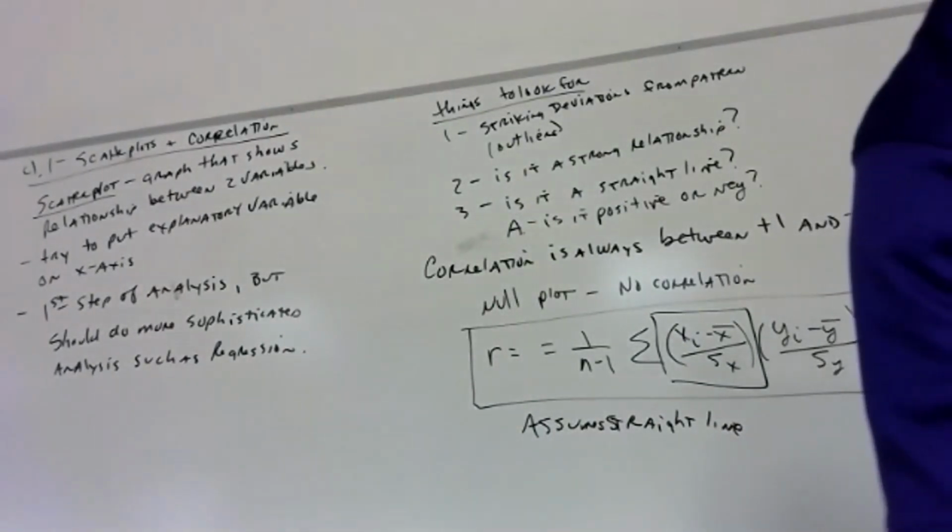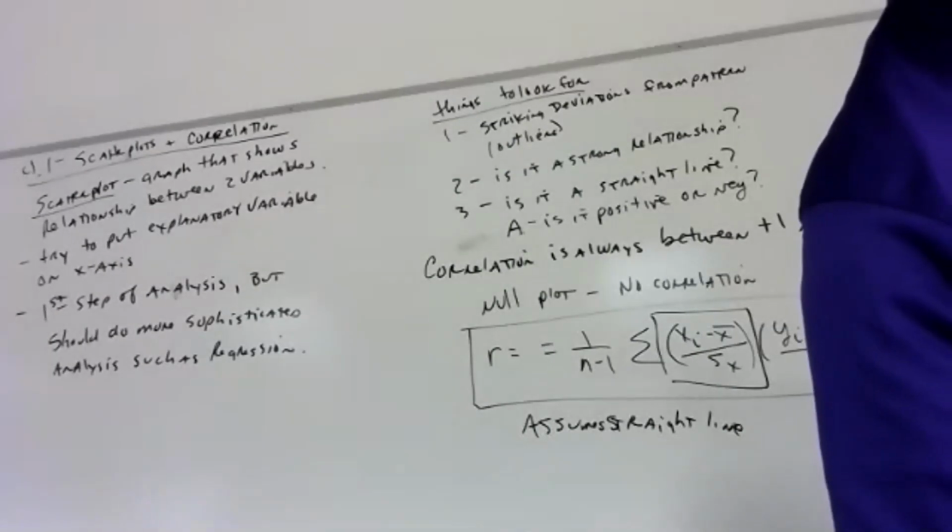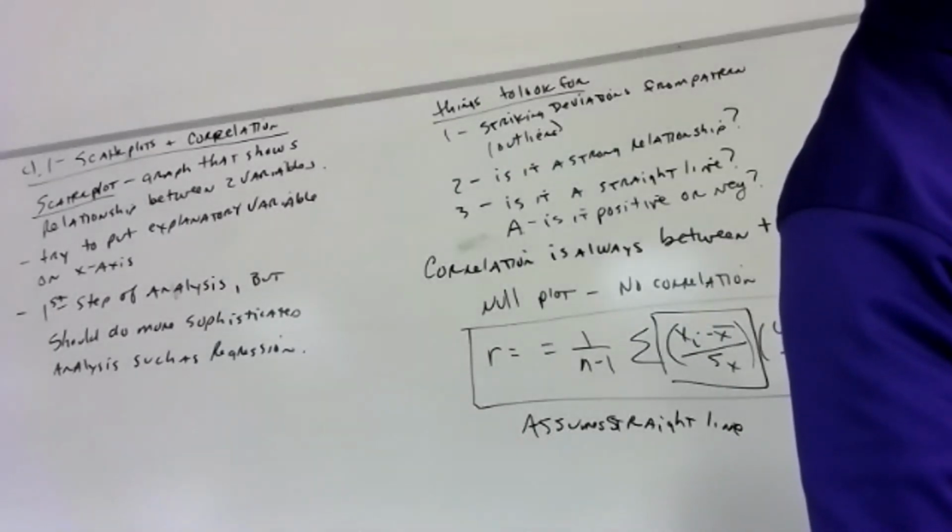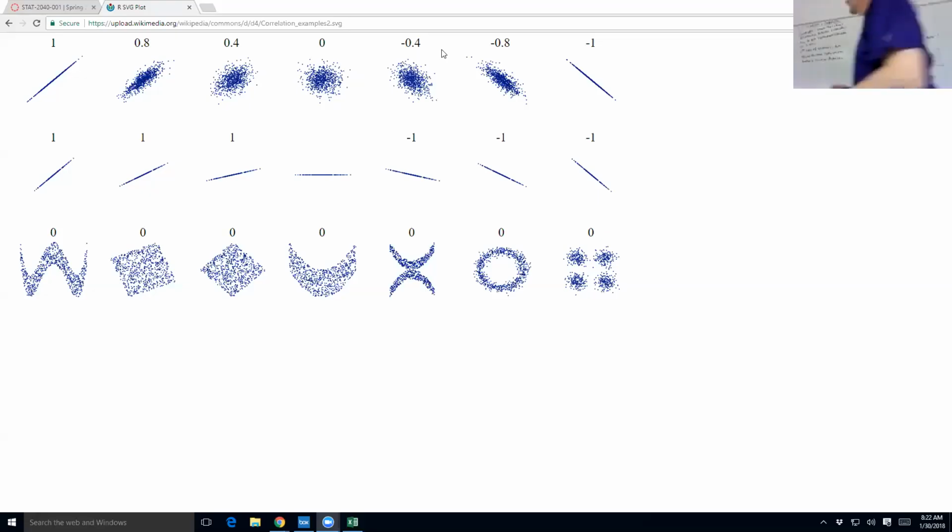But the thing that I want to point out here, before I answer your question really quick, is that if you had data that looked like this on this bottom row here, you can plug this into that formula and it's going to say 0. That does not mean no correlation. It means it's non-linear correlation, okay?